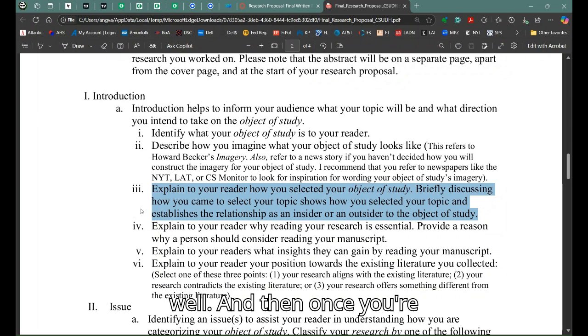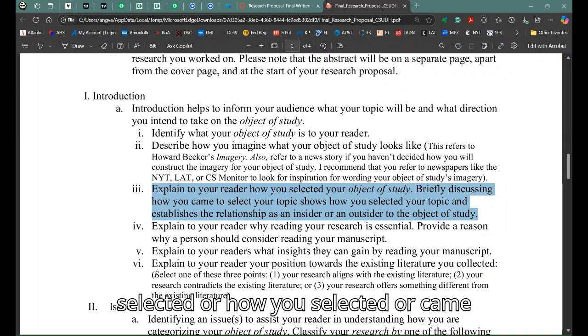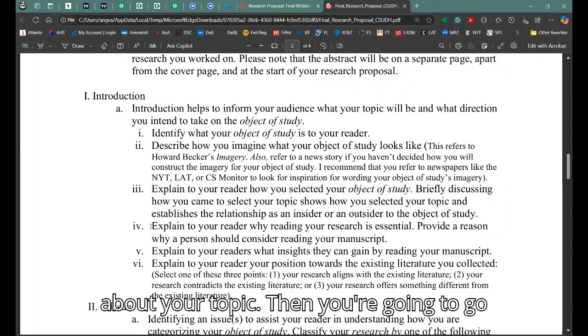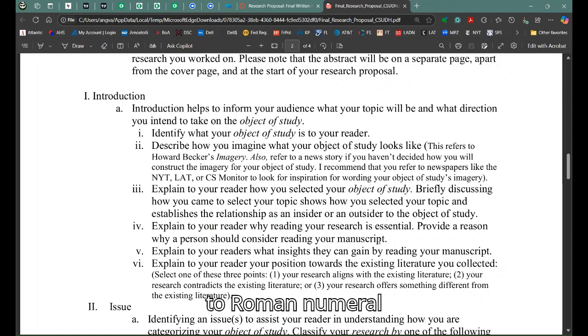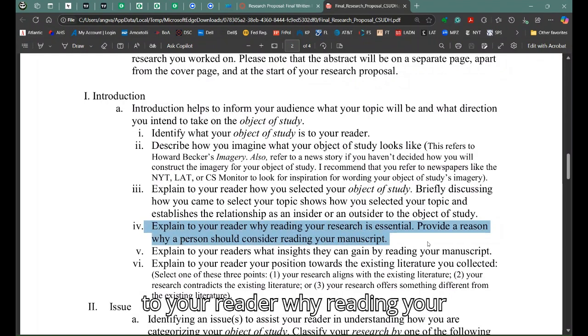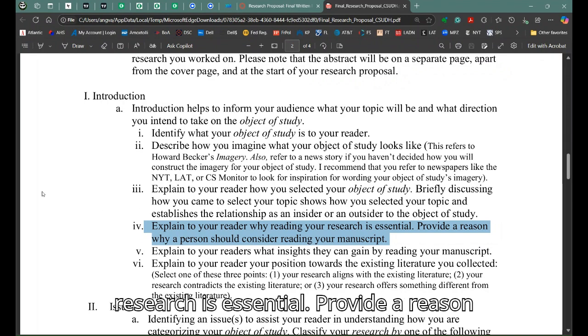And then once you're done explaining why or how you selected or came about your topic, then you're going to go to Roman numeral number 4, and you're going to explain to your reader why reading your research is essential.